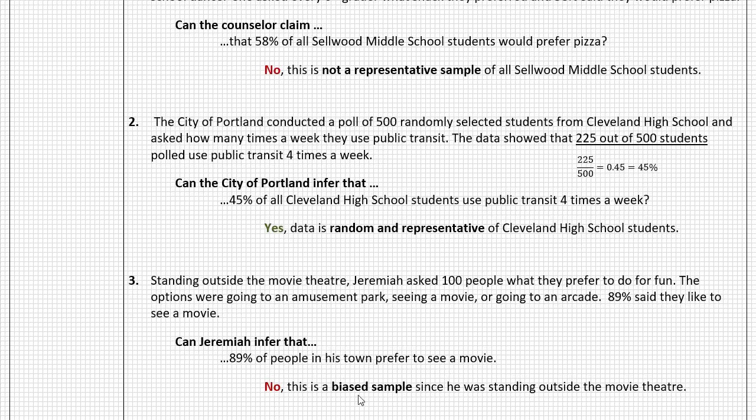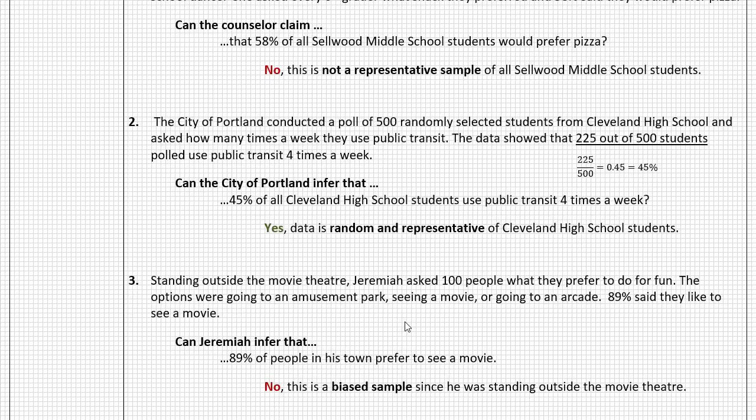This is definitely an example of a biased sample. He took the data, asking 100 people standing outside of a movie theater, and one of the options was seeing a movie. And this is a really high statistic, 89%, 89 out of 100. Well, most likely if he's standing outside of a movie theater, chances are more people of those 100 he asked are either going in to see a movie or exiting from seeing a movie, and they are predisposed to answer that seeing a movie is their favorite activity.